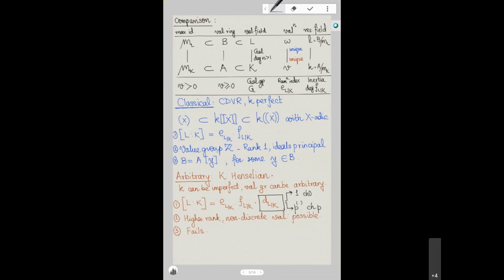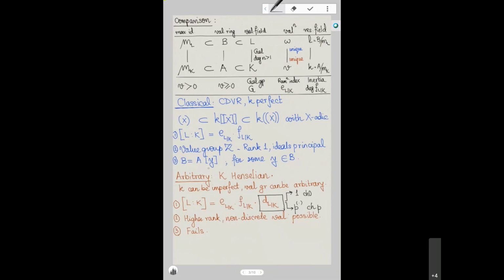Okay. And the third property is that the upstairs valuation ring has a very nice description. This is generated by a single element as an A algebra. Okay. So as soon as we start considering arbitrary valuation rings, one by one, these properties go away.